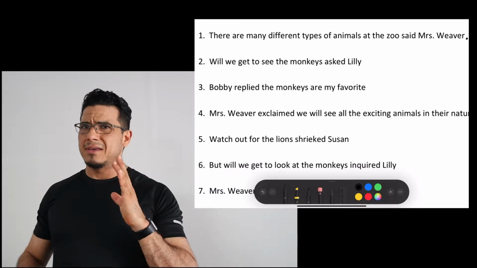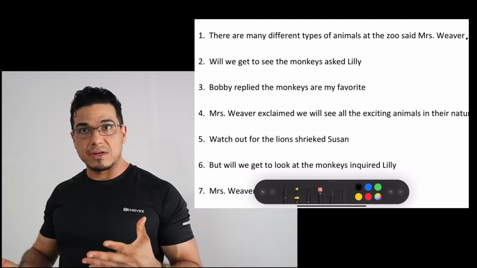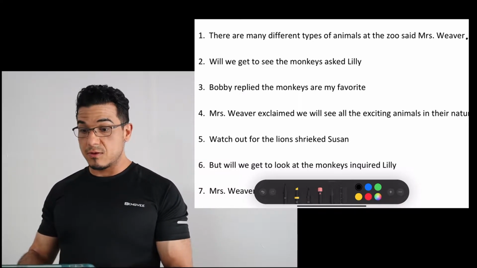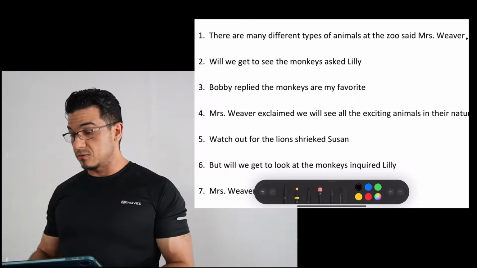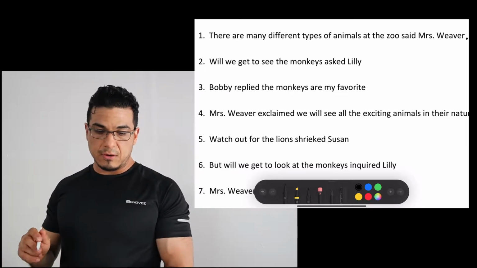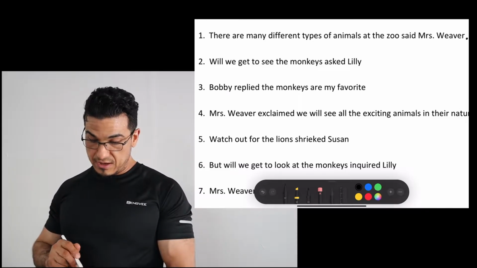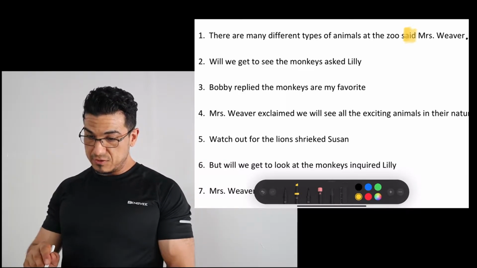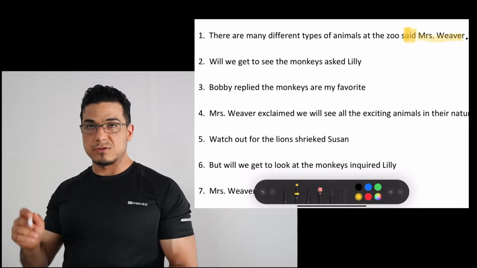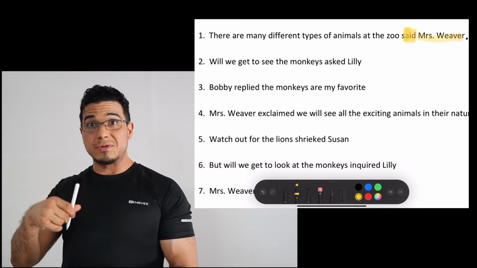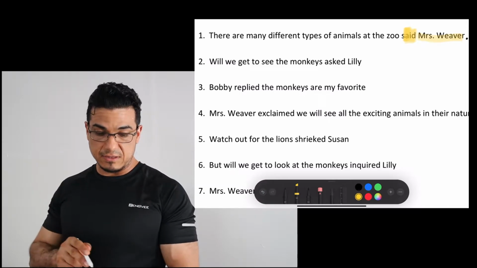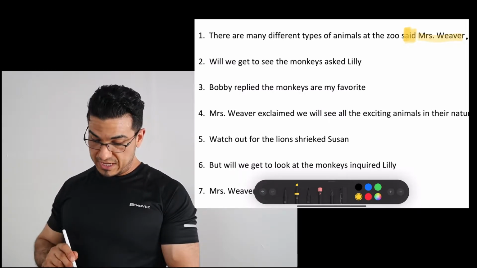So let's go ahead and just jump right in to give you an idea of what I'm talking about. All right, so for the first sentence, which reads, "There are many different types of animals at the zoo," said Mrs. Weaver. Here we can tell right away we're giving credit to Mrs. Weaver. So it says, said Mrs. Weaver. So right away we know she is the one who is saying it. Well, what was being said? Let's look at the first part of the sentence. There are many different types of animals at the zoo.